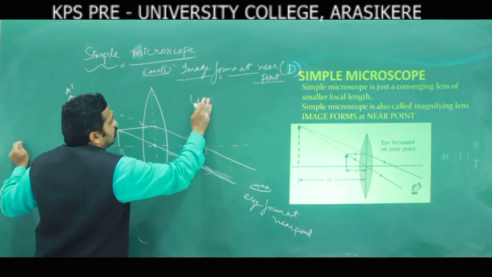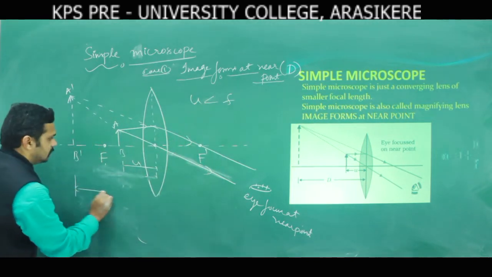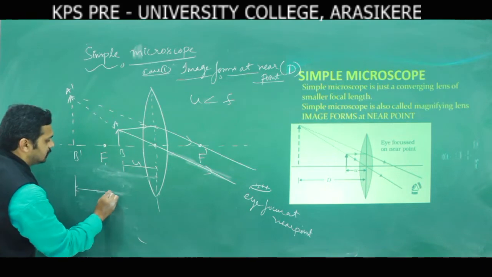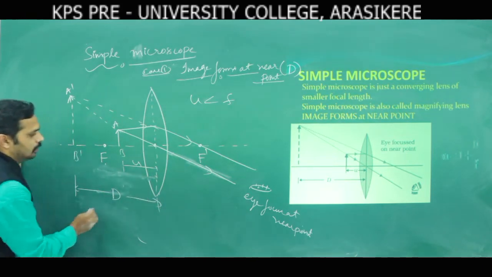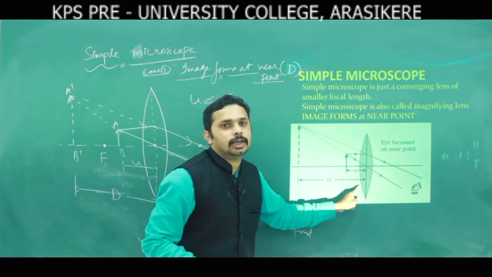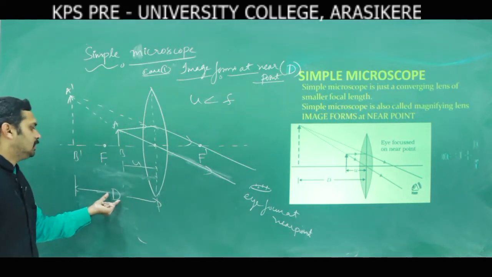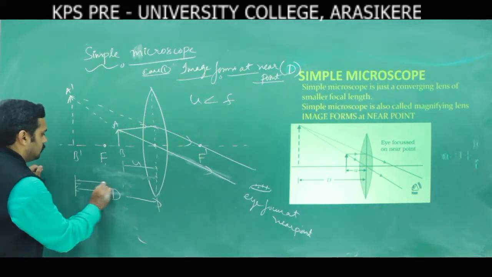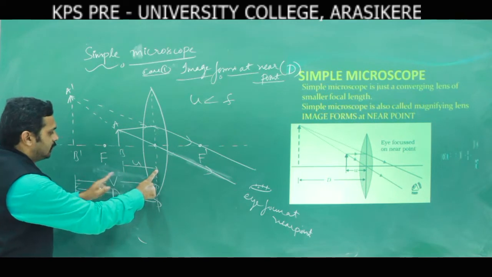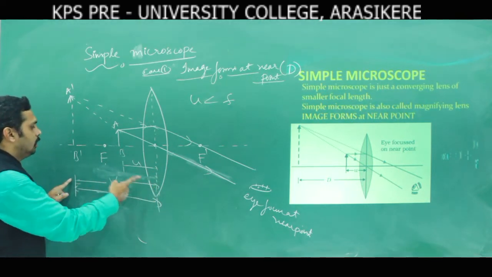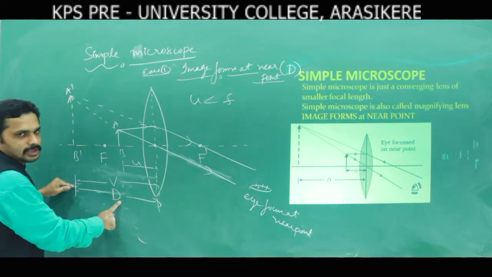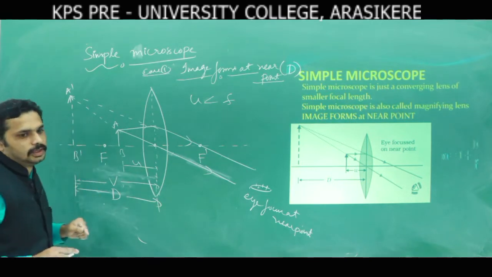Here I told that u is less than f. This distance is capital D, because the image forms at near point. What is capital D? The least distance of distinct vision. This is V. U is the object distance, V is the image distance. I told that the image forms at near point means capital D, the least distance of distinct vision.